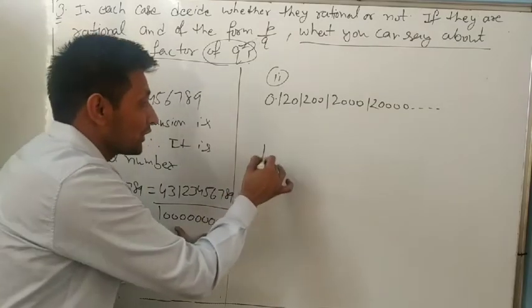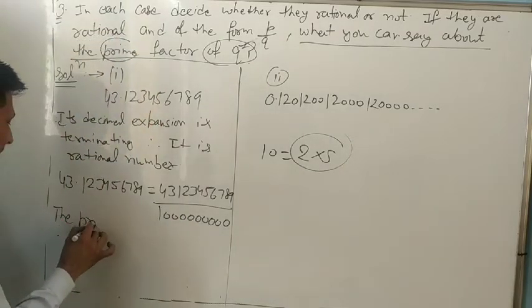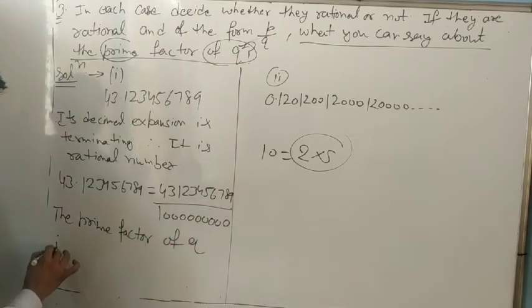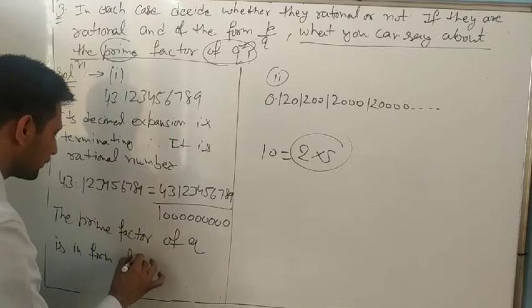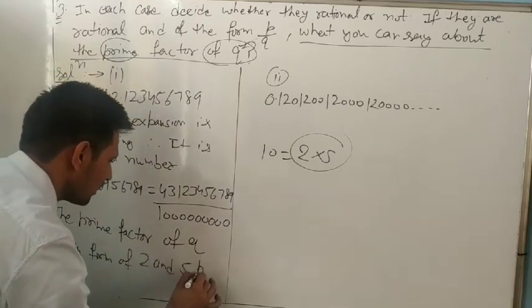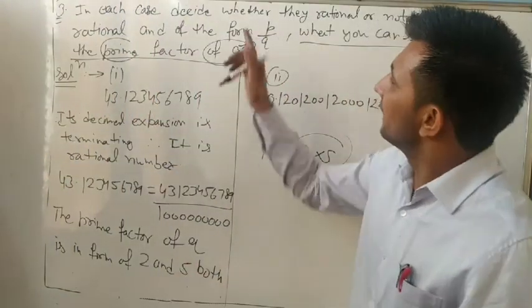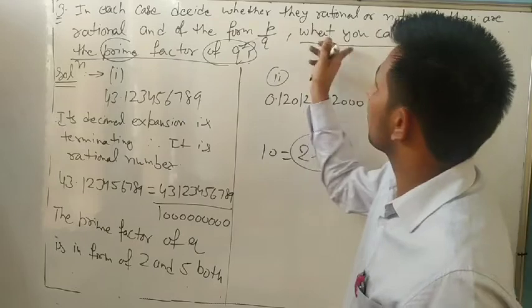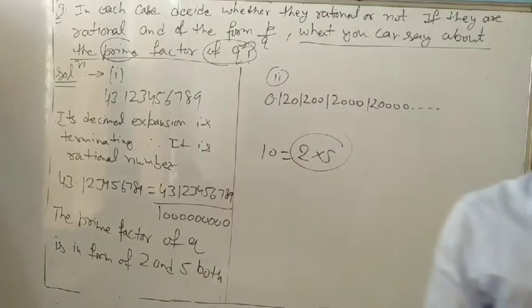Because all the denominators are powers of 10, 10 always becomes a multiplication of 2 and 5. So we will write: the prime factor of q is in the form of 2 and 5 both. Both or not? 2 and 5 are. Only one thing is given: if it is rational, then find what the prime factors of q are. So the prime factors of q are of the form 2 and 5. Note it down. Now the second part.